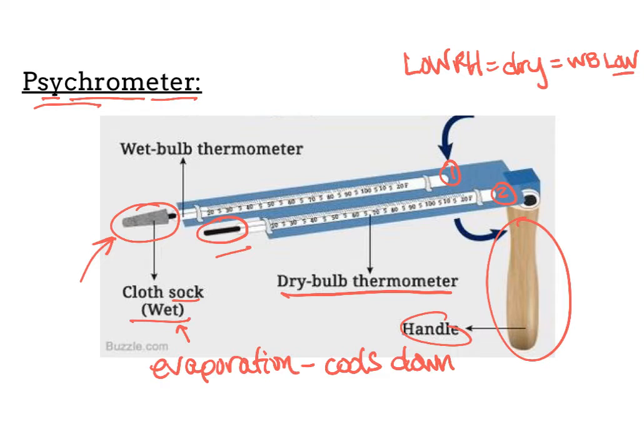But if the air is really humid, in other words, if we have a really high relative humidity, that means that the air is really moist, right? It's already full of water vapor. Then that means the water is not going to evaporate very much off of that wet bulb thermometer. And so our wet bulb temperature is going to be a lot higher. It's probably going to be really close to, or maybe even equal to, the dry bulb temperature.